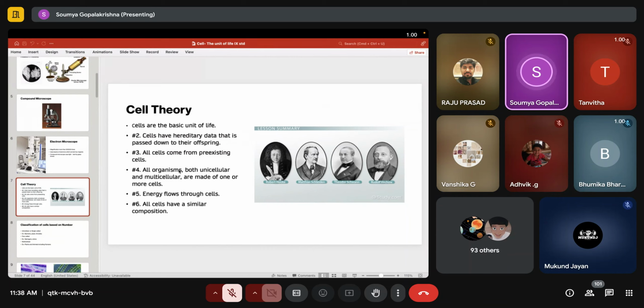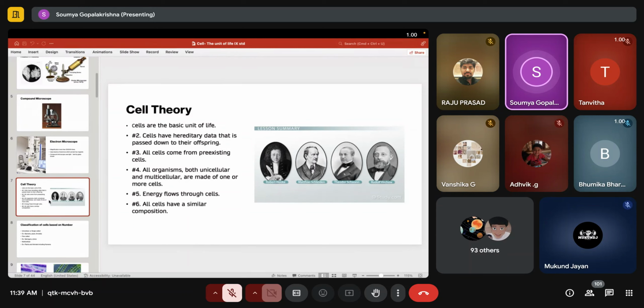So how are new cells formed? If a new cell has to be formed, there should already be an existing cell. Without an existing cell, new cells cannot be formed. Understand? So these are the three important postulates of cell theory.